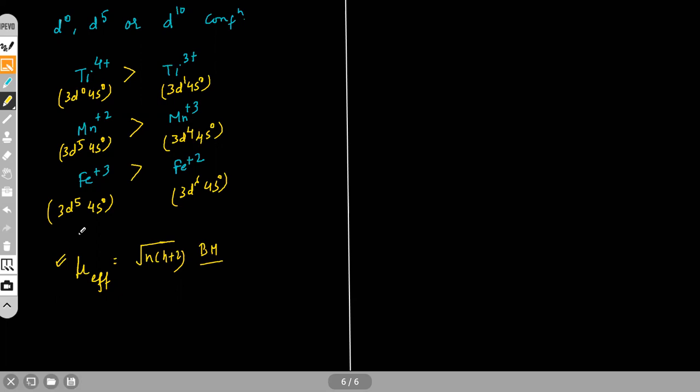Good, good, good. This question in NEET, they've asked many times in NEET exam. Root under n into n plus 2. If you see the previous year questions, whether it is in chemical bonding or in transition elements, this question they have asked many times. Calculate the Bohr magnetic moment.